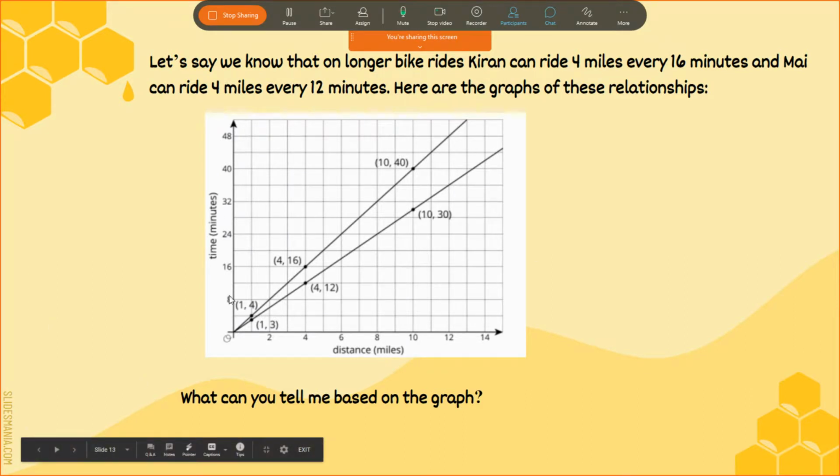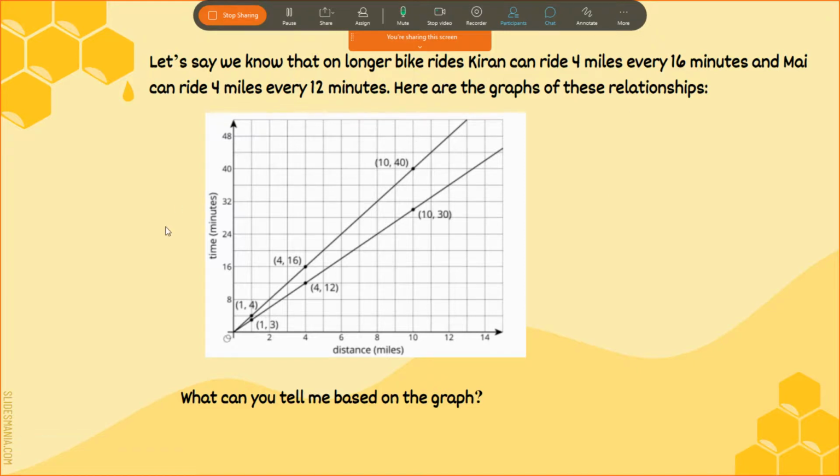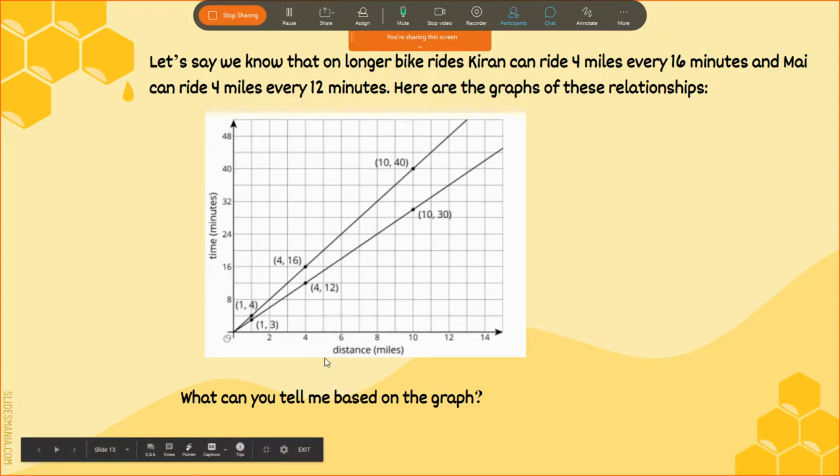Okay, this graph, if you scroll down on your thing, you should not need to add numbers to it anymore because this is labeled on your notes. Take a few moments and look at the labeled graph on your notes. What can you tell me now?